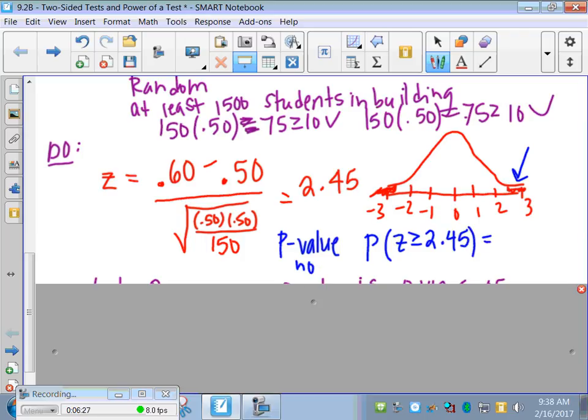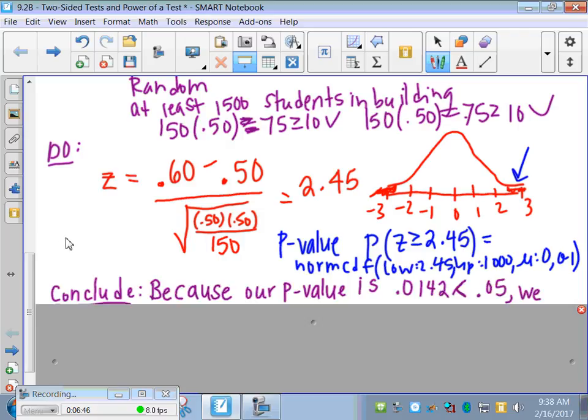And so we do normalcdf on our calculator. Our lower bound is 2.45, upper bound is 1,000, mean of 0, standard deviation of 1. Plug it in, and you get 0.0071. I ran out of room, so I'm going to put that right here, 0.0071. And really important, times it by 2. So when you multiply by 2, you get 0.0142. So this would be the area of both of these tails added together.